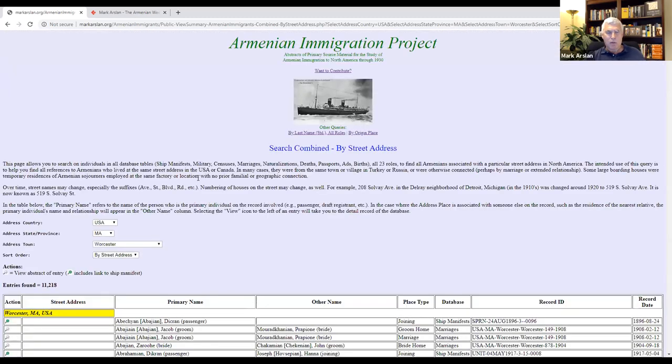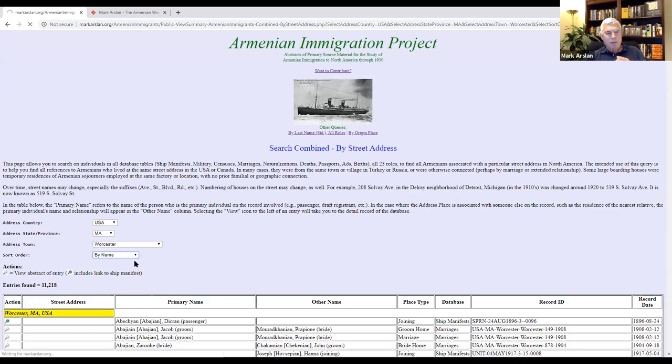Or you can just hit home, go back to the top. And let's say I don't know what street address it was. The reason street address is good is that lots of times, if you look at the same street address that your family member lived at, you might find some of their extended family in there. Or I can look by name.